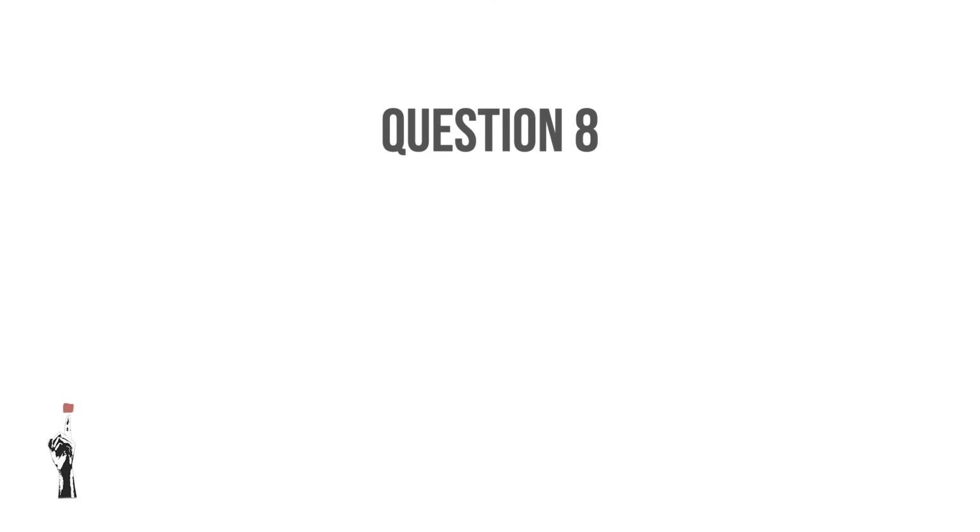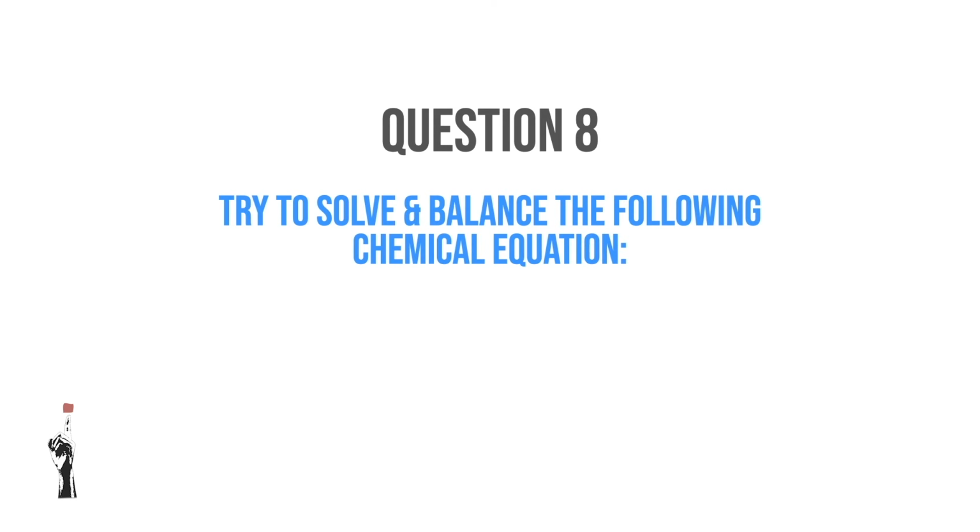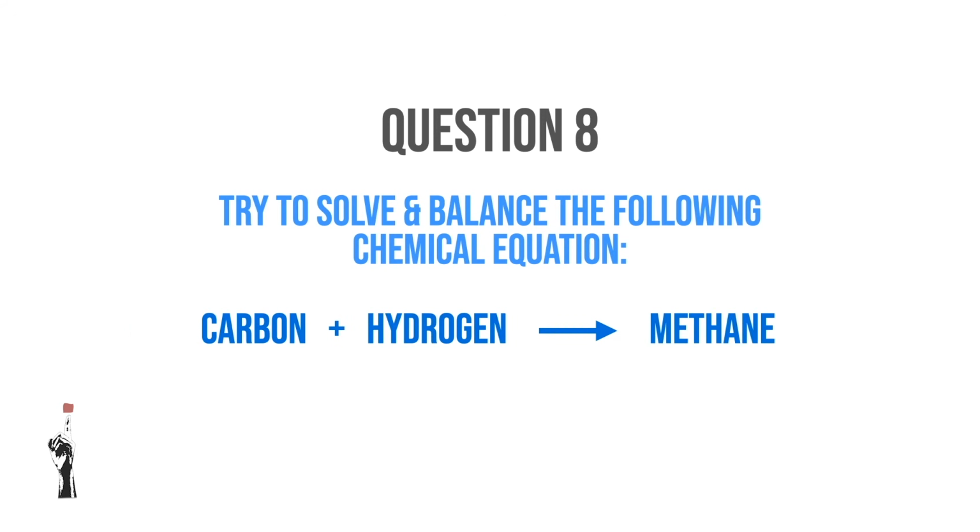Try to solve the following chemical equation on your own and try to balance the equation. Carbon that reacts with hydrogen produces methane. To write the chemical equation, I will give you a few hints. The symbol for carbon is C, and the symbol for hydrogen is H. The formula for methane is CH with subscript 4.